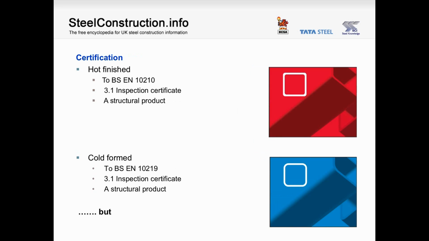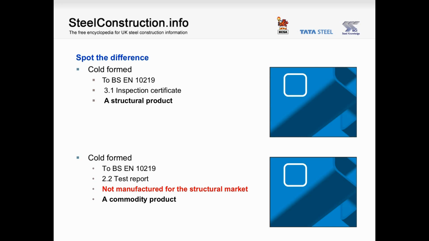Moving on to certification. Hot finished hollow sections are manufactured in accordance with BS-EN 10210. This standard requires sections to carry a 3.1 specific inspection certificate, and it's a requirement for sections used in structural applications, i.e. buildings. Cold formed sections are manufactured in accordance with BS-EN 10219. Structural sections manufactured in accordance with this standard must also carry a 3.1 specific inspection certificate, but there's a but. And this is the but.